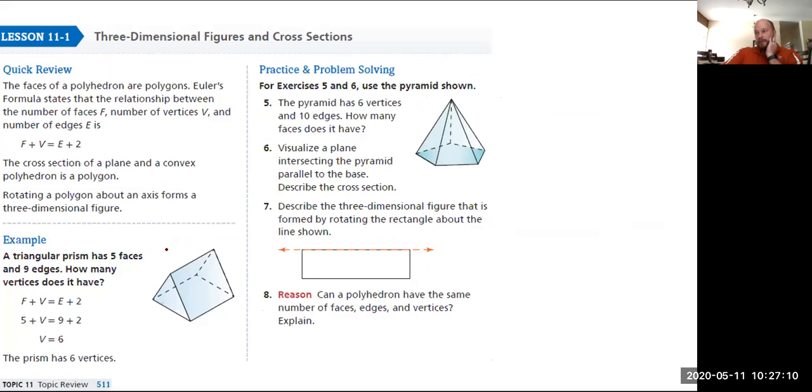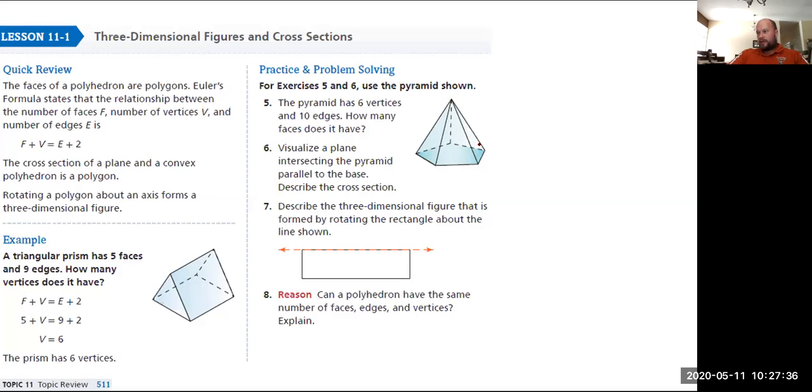Okay, on the next part. So now this is from section 11-1. We had a couple things in that section, including Cavalieri's principle, rotational solids, and then using the formula for Euler's law. So on here, number 5, the pyramid has 6 vertices and 10 edges. How many faces does it have?